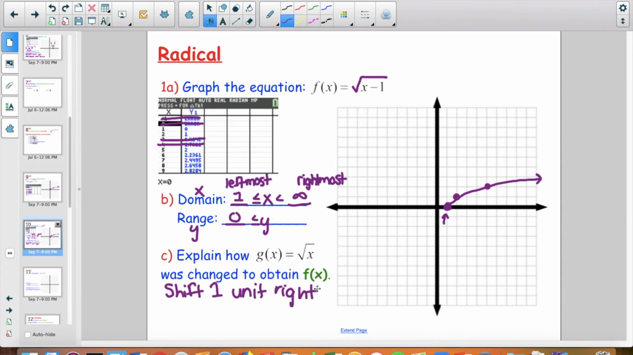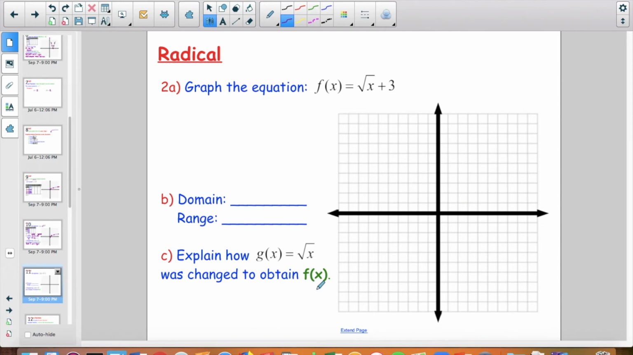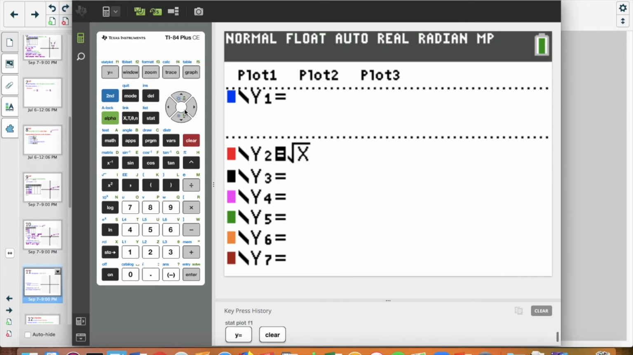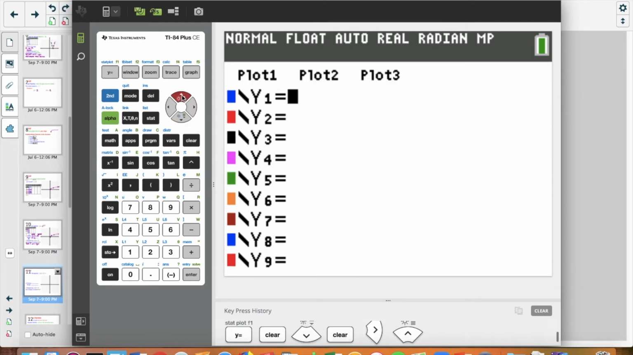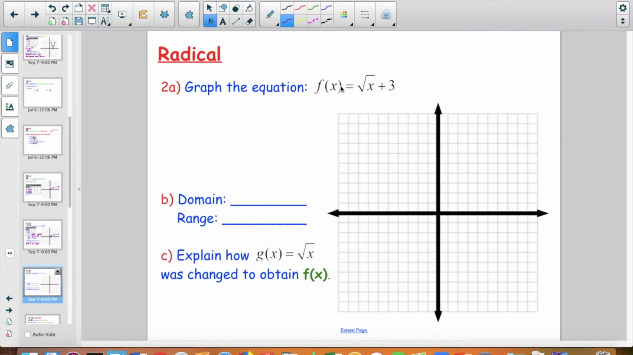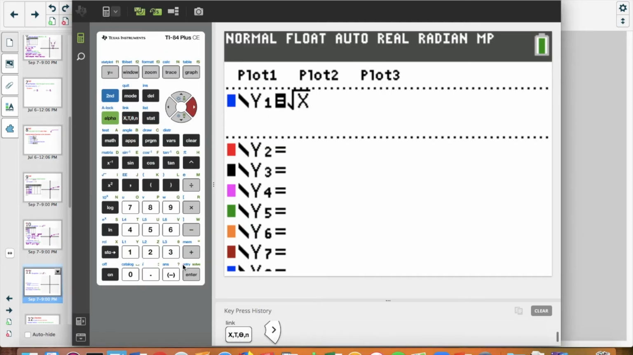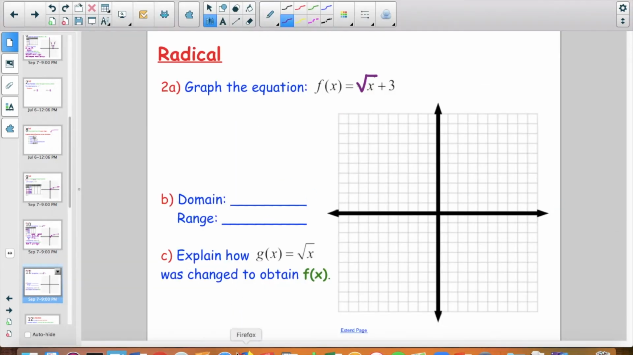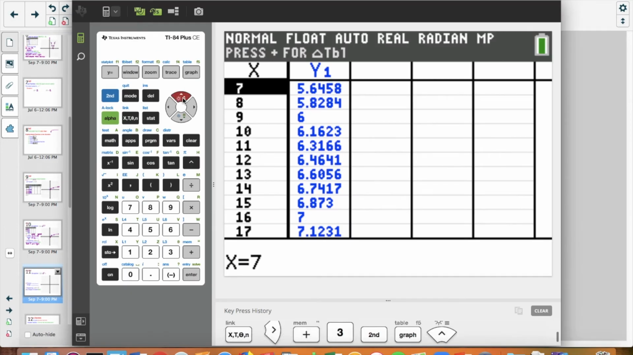Okay, so moving forward, we're going to do one more example, and it says graph this equation. So go to our calculators. We're going to be using our calculators for everything today. Okay, we go to y equals, second, square root of x. Notice this plus 3 is not underneath this radical. It's on the outside. So make sure you type it in as such. Press the arrow. Plus 3. Let's look at our table. Remember, you want to look for the errors. So I'm going to scroll.